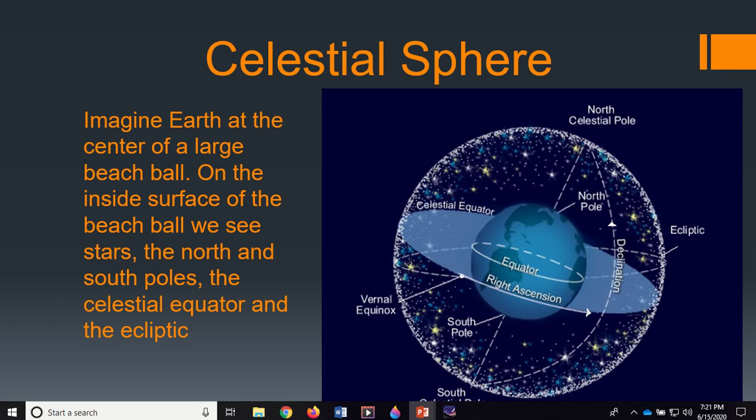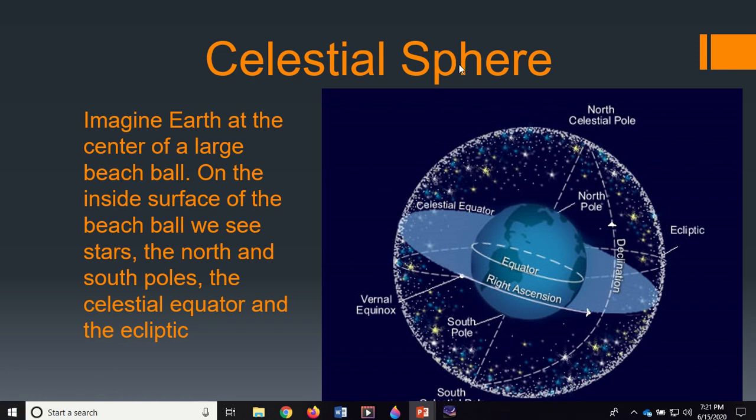Imagine Earth at the center of a large beach ball. On the inside surface of the beach ball we see stars, and the North and South Pole. There's the North Pole of the Earth up here. There's a star there called Polaris that happens to be really, really close to the North Pole. And then we've got the South Pole down here.